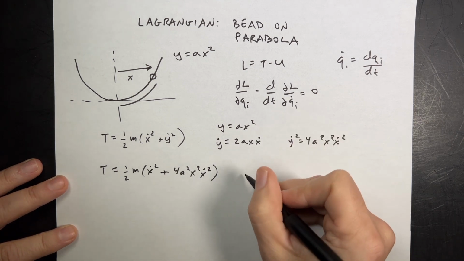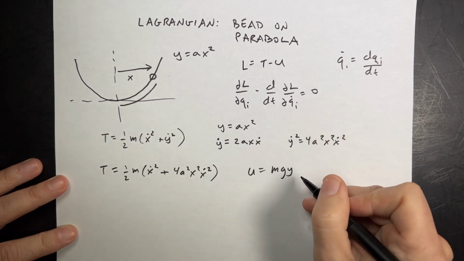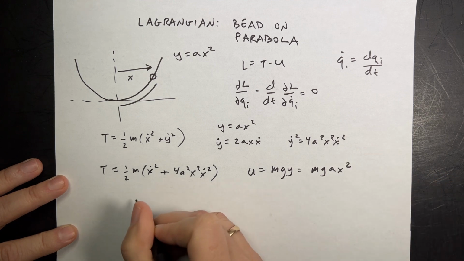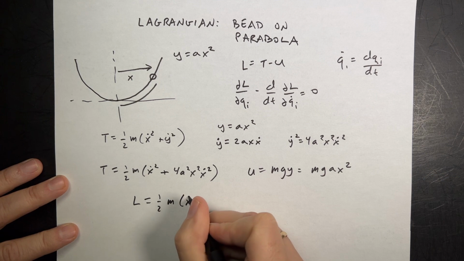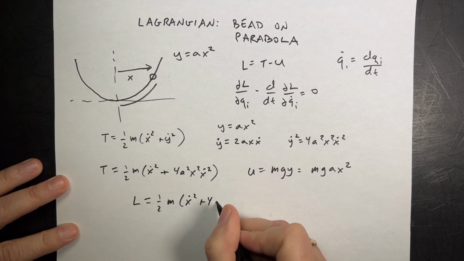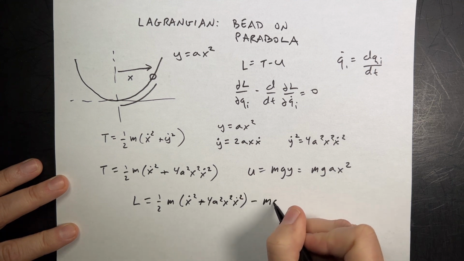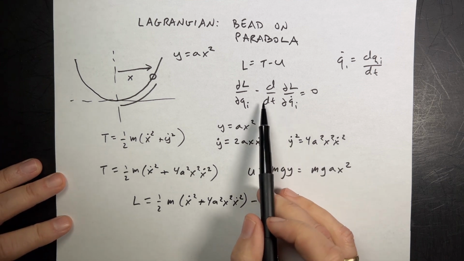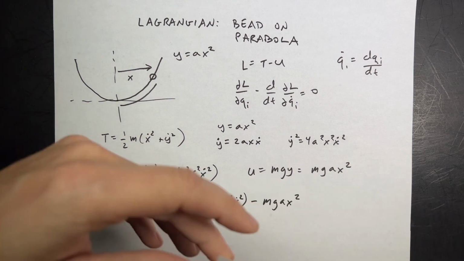And then the potential energy, U, is mgy, so it's going to be mg a x squared. L is going to be 1/2 m times (1 plus 4a squared) x dot squared minus mg a x squared. Now I can use the Euler-Lagrange equation to get an expression for x double dot, and that's what I want to do.